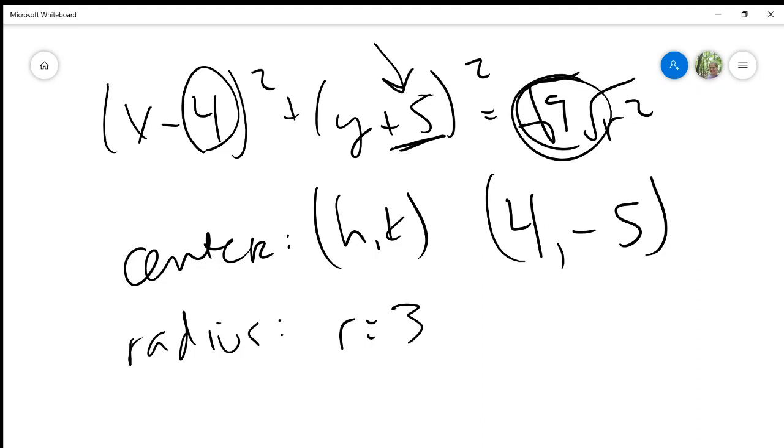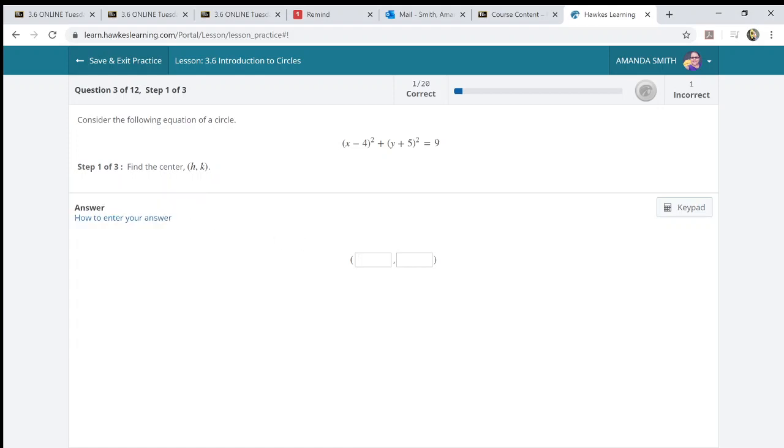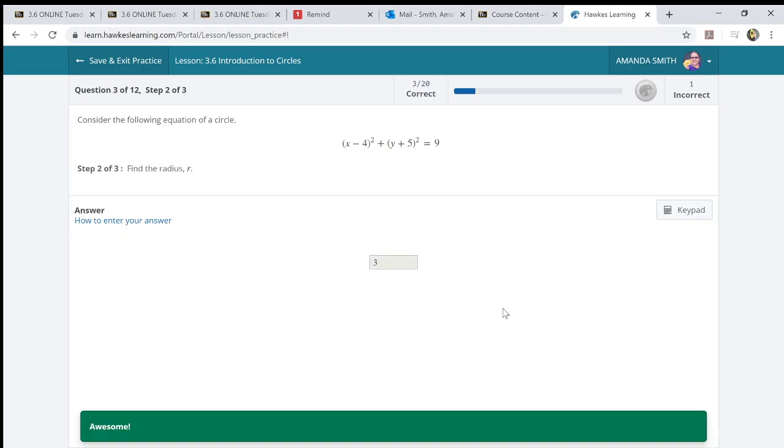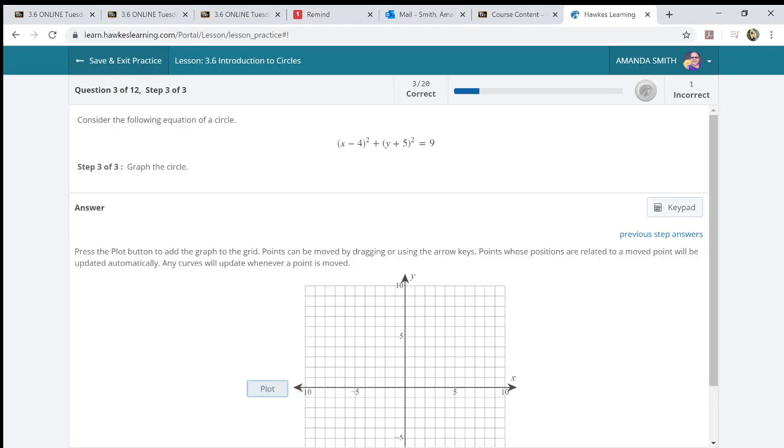And so I will go back to Hawks, and the first thing they're asking me to do is find the center. Well, we said that was going to be (4, −5). So we'll type that in, and we will submit that. And there we go. And then the next thing they want us to have found was the radius. Well, we're going to take the square root of just this 9 and get a 3.